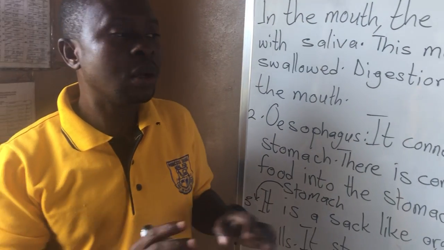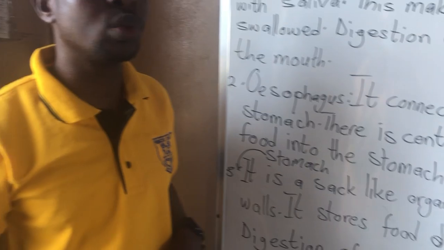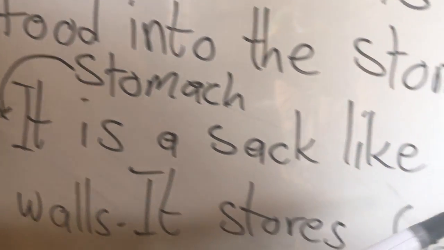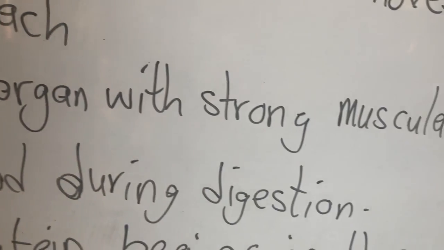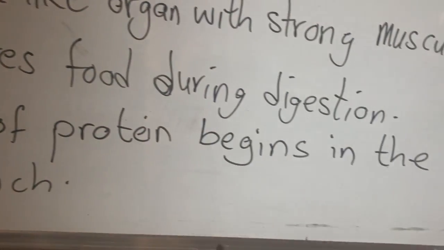So the stomach there stores the food. When we eat, the food goes straight into the stomach, okay? So it is a sac-like organ with strong muscular walls. It stores food during digestion, okay?